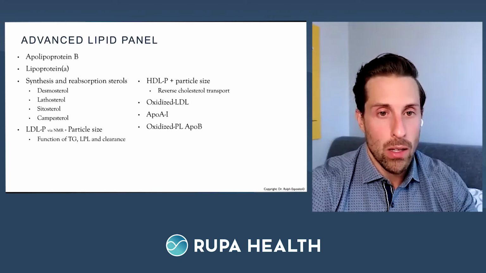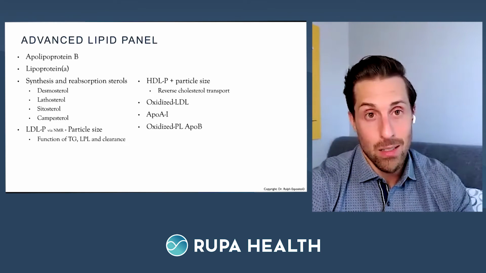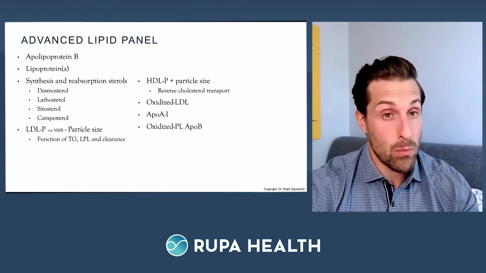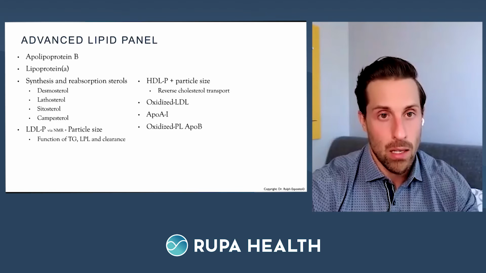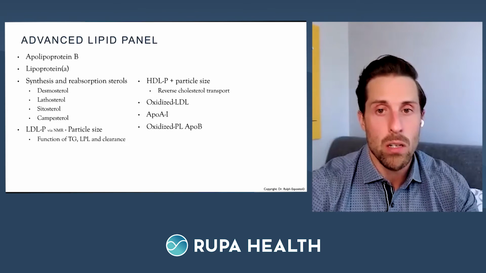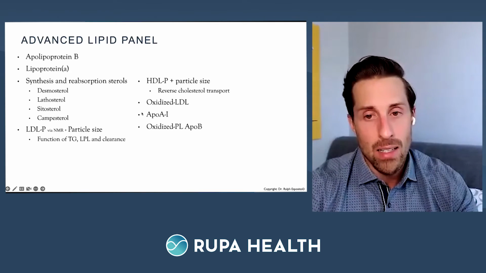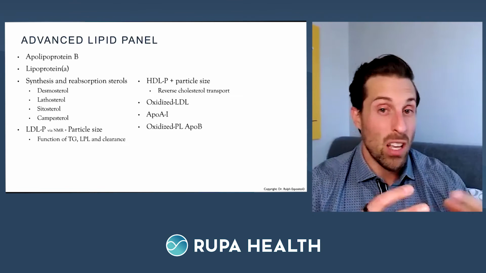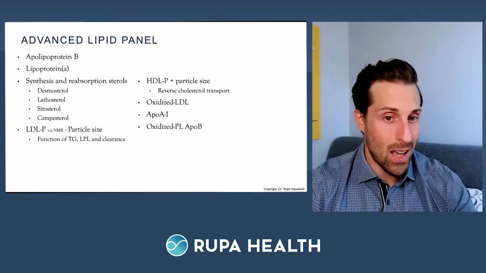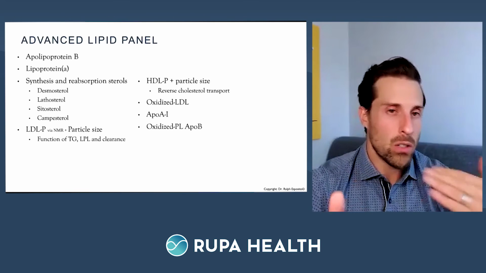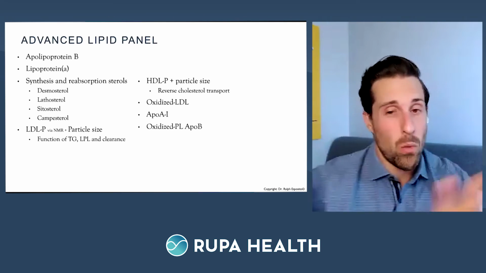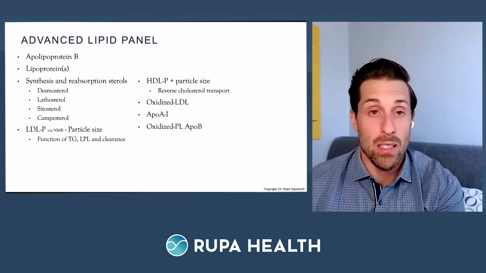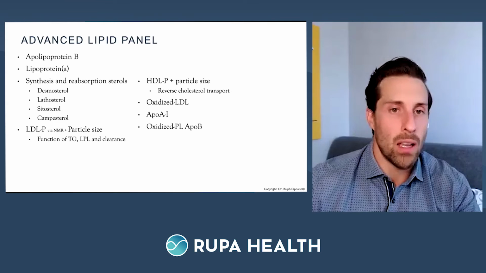But other markers that we're going to look at are desmosterol and lathosterol, which we discussed in cholesterol synthesis, and sitosterol and campesterol, which help with reabsorption. So that's going to be talking about the medications that inhibit reabsorption. And then we can look at other things like oxidized LDL, ApoA1, oxidized phospholipid ApoB, HDL particle and particle size, and LDL particle. We're going to talk a little bit more about the ones on the left, because the ones on the right, although they're important, don't really give us a lot of information on risk assessment relative to what those on the left can give us.